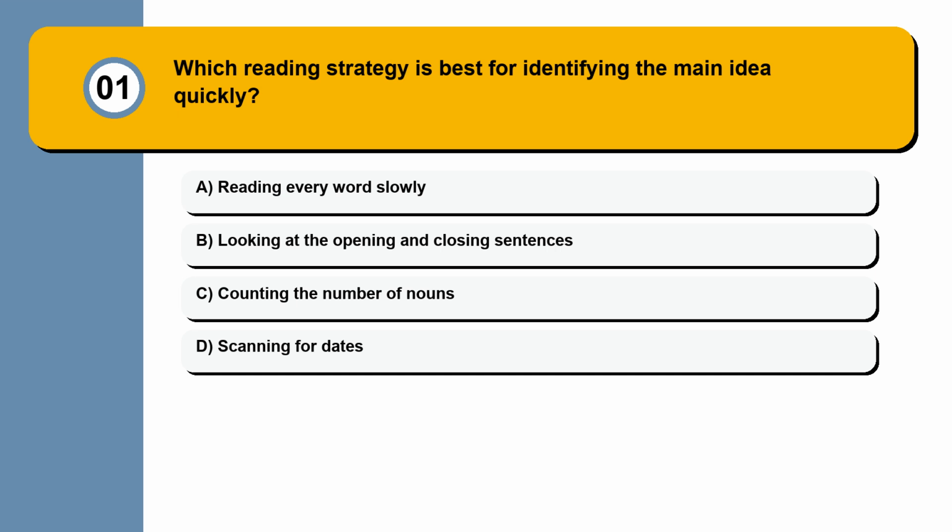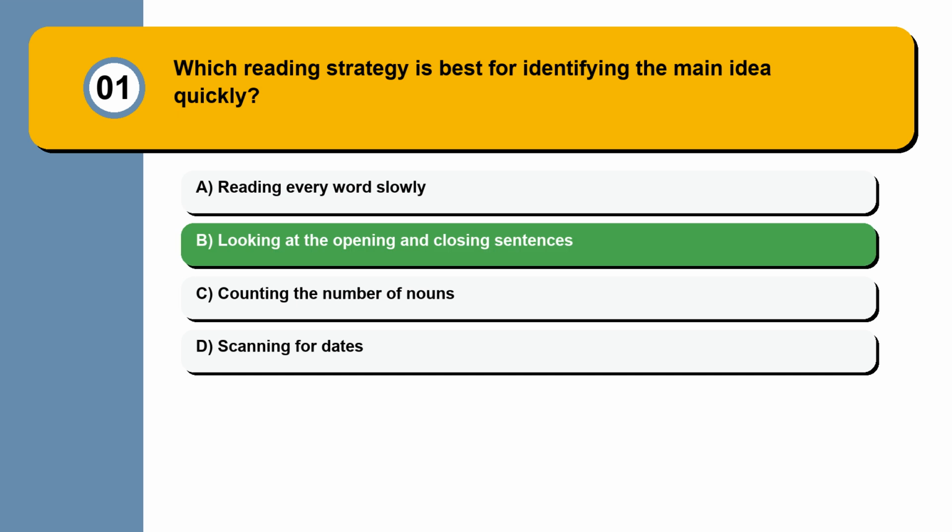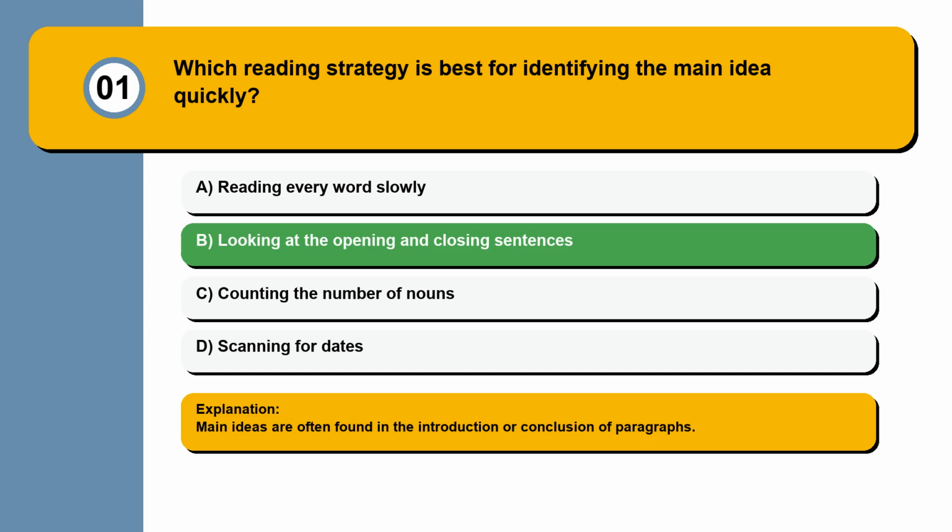Question 1. Which reading strategy is best for identifying the main idea quickly? Reading every word slowly, looking at the opening and closing sentences, counting the number of nouns, scanning for dates. Main ideas are often found in the introduction or conclusion of paragraphs.